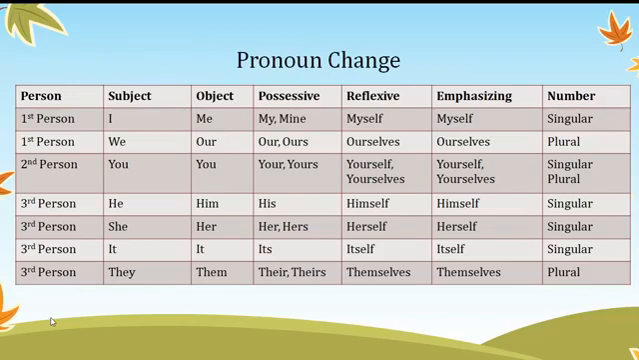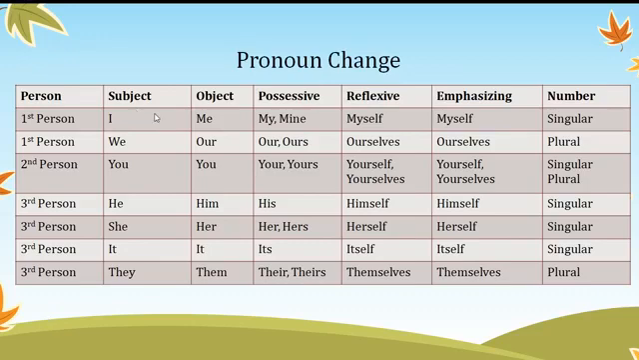They are the forms of the pronouns. Again, I am telling you, there are the forms of the pronoun. What are they? Subject, object, possessive, reflexive, and emphasizing. And they have the number also. Number means, you already know, there are two types of numbers, singular and plural.